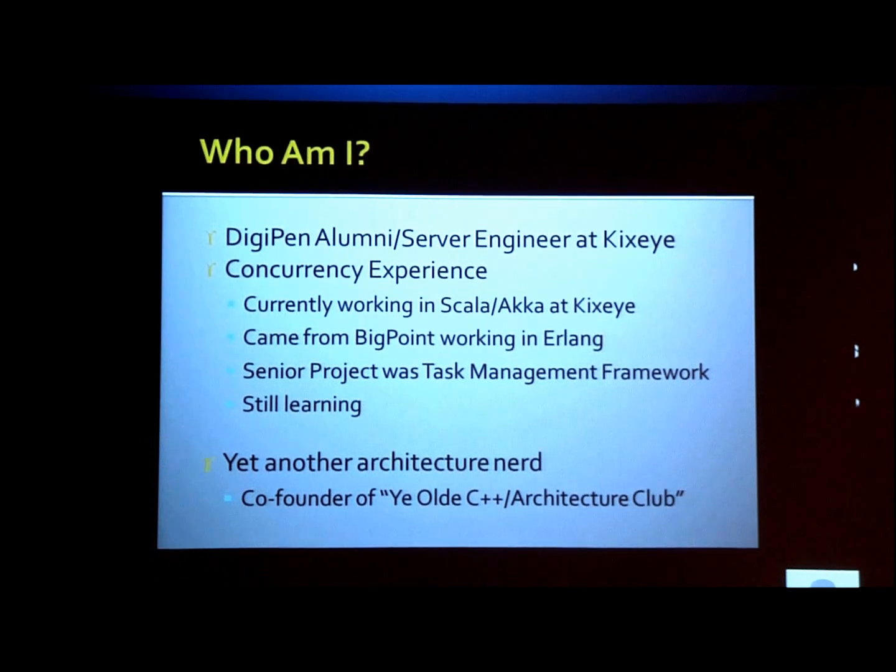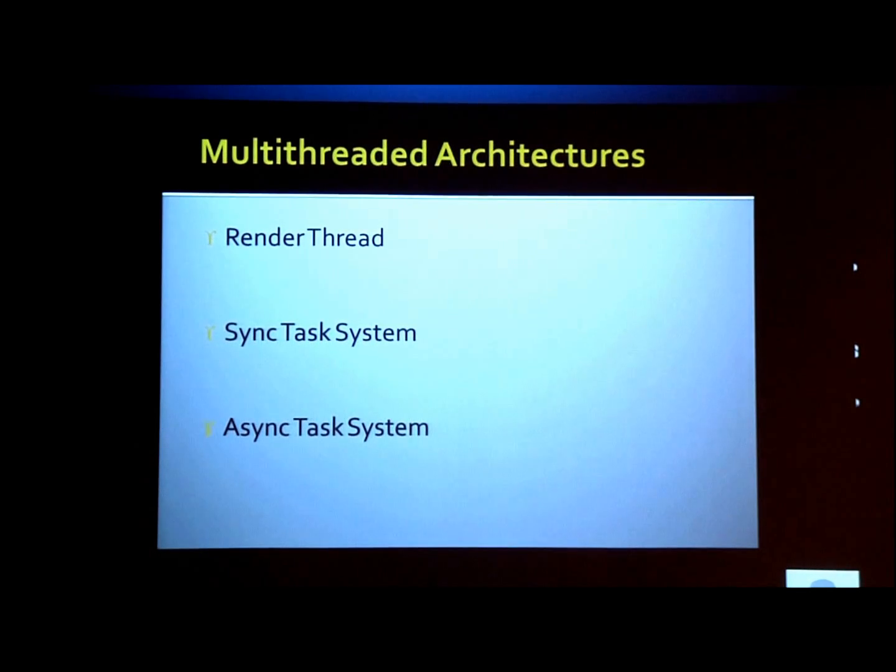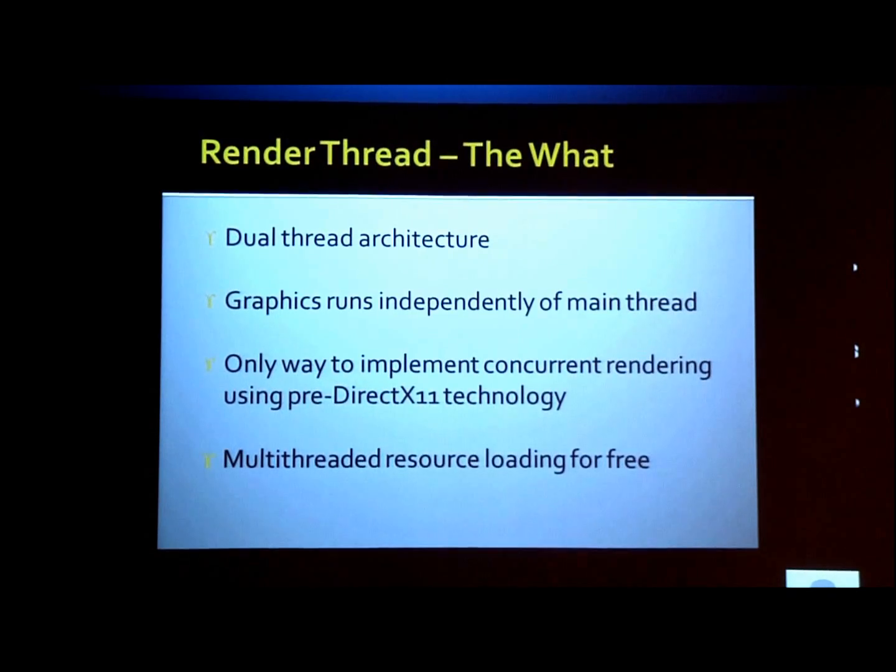Okay, the architectures I'm going to talk about today are the render thread and the async task system. I was going to talk about the actor model, but the more I optimized the actor model, the more it just felt like a task system, so I decided to relabel this as an async task system, because in the end, I feel like it's a better fit for the game client, despite some initial feelings I had towards it. Okay, so first one, render thread.